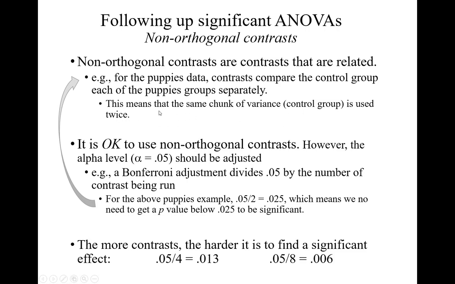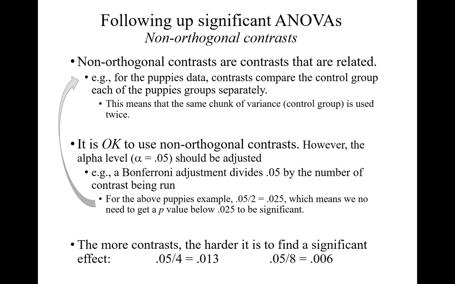So basically, a non-orthogonal version of what we just did might be that we compare the 15-minute puppy group with the control group, and then we compare the 30-minute puppy group with the control group. So in that case, that control group has been used twice. Their data has been used twice in two comparisons. So it's non-orthogonal. So now we have to make adjustments for these multiple comparisons. So the same chunk has been used twice in that case. So it is okay to use non-orthogonal contrasts. You just need to make those adjustments.